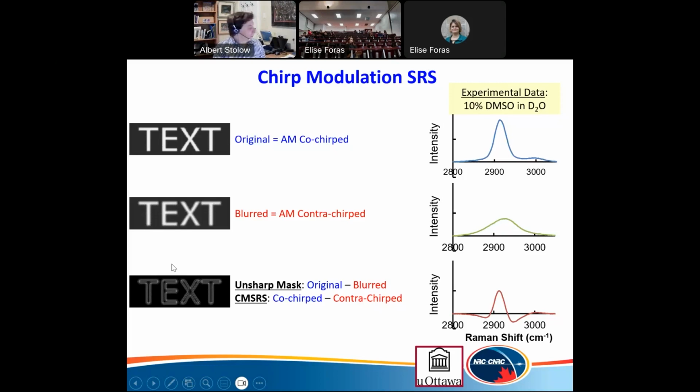The idea of the unsharp mask is I take the original and I subtract off the blur. So what I'm going to do here is take the co-chirped Raman spectrum, subtract off the contra-chirped, and what I get is this. It has a bit of a funny shape, but you can see that the Raman peak is still there.